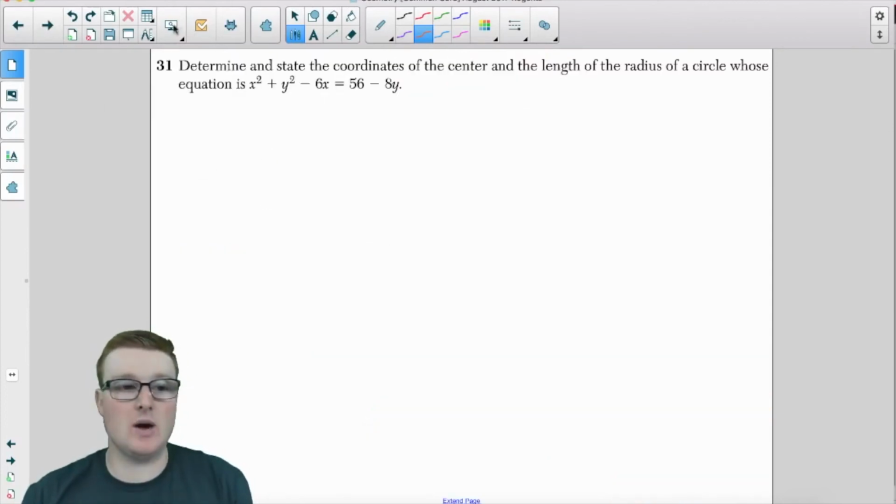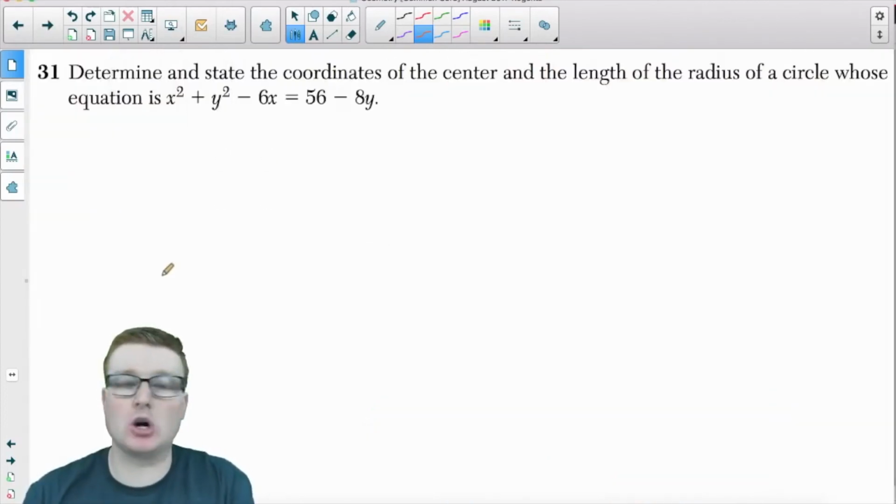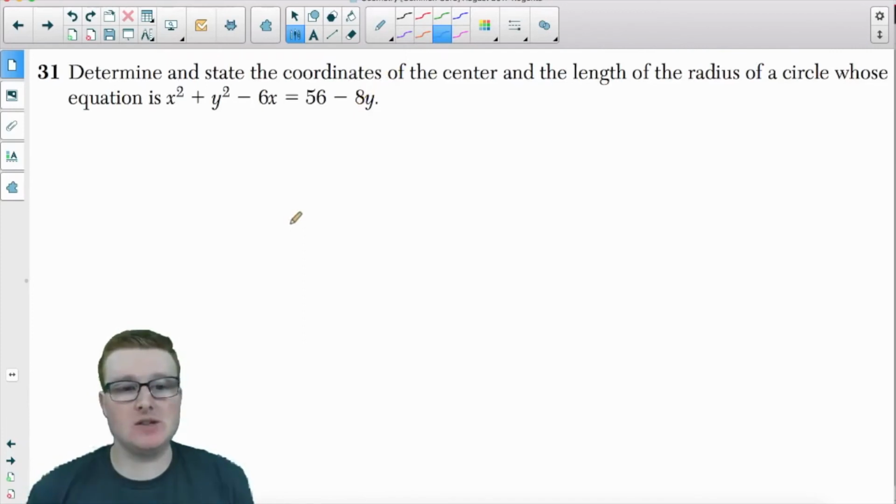Okay, this was a rare question just because it was a part 2. It's usually a multiple choice. So you actually have to know what you were doing and show your work. Number 31 says, determine and state the coordinates of the center and the length of the radius of a circle whose equation is x squared plus y squared minus 6y equals 56 minus 8y.